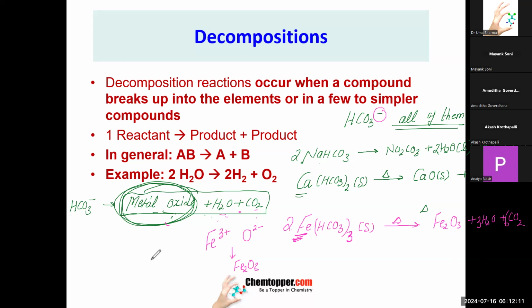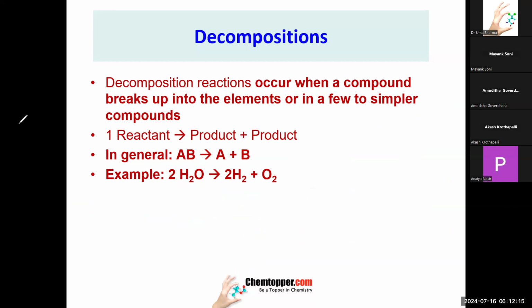Okay. Moving on, this is one type of decomposition. So a decomposition reaction occurs when a compound breaks up either into elements or into simpler compounds. Generally, a small gaseous molecule comes out, gaseous molecules like CO2, water.